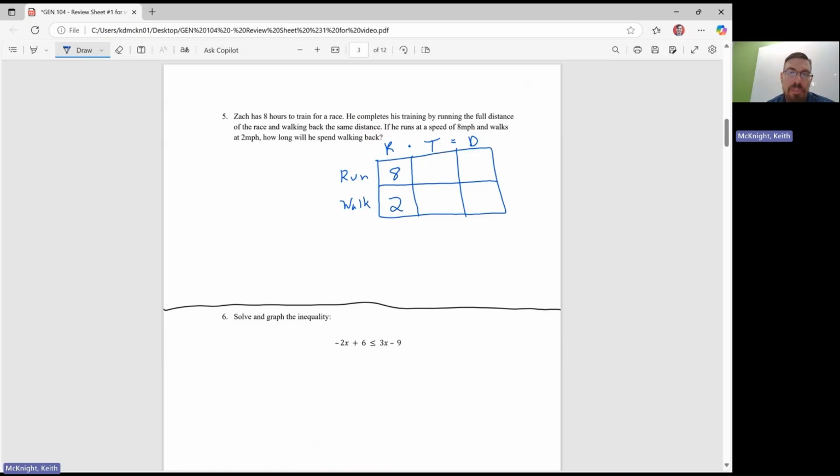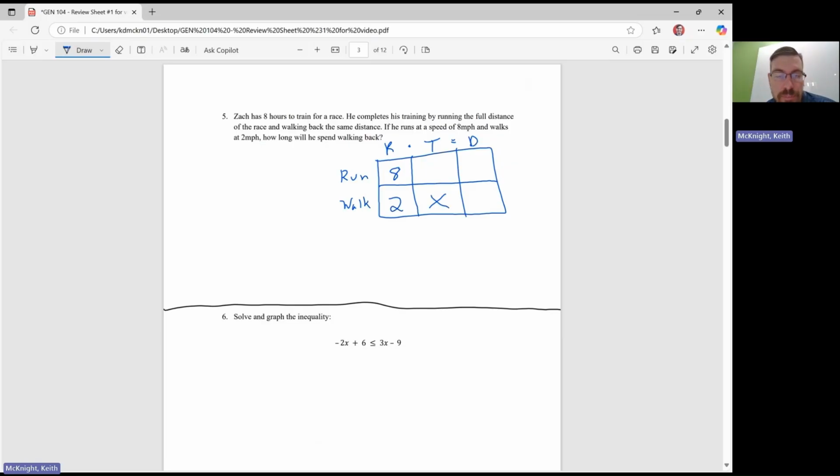Now, time, they tell us that we have 8 hours total, but they don't tell us which one is which and how long we spend on each. Just 8 hours total. So whatever we put in our 2 time boxes has to add up to 8 somehow, but we don't know either one. But it is asking us to solve for how long we should plan to spend to walk back. So we want to know how long we're going to spend walking. Since we don't know it, and that's what we want to find, we're going to put X in that box. So that's going to be our unknown value that we're going to try to solve for at the end.